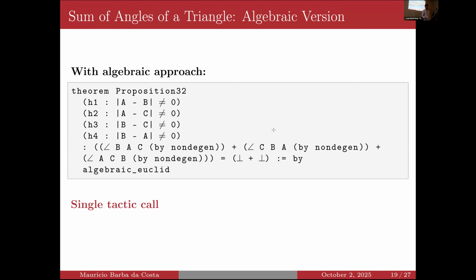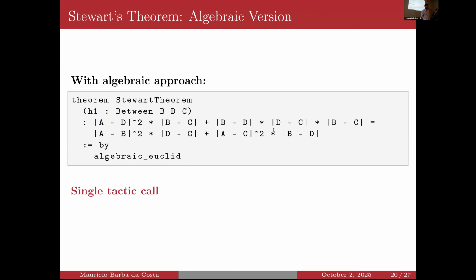Here's what it looks like with our method, right? So we have some non-degeneracy conditions so that you can define angles, and you take the sum, and there's a one-line proof, right? Here's Stewart's theorem. Again, it's just the statement, and there's a one-line proof because the automation deals with all of it.